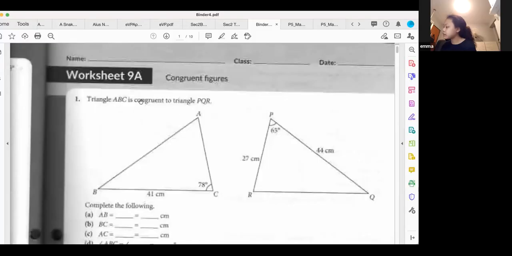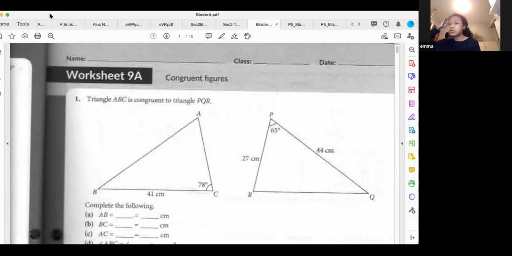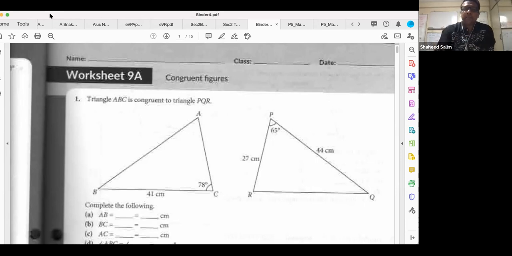Hello, Emma. All right, we'll go do congruency and similar. Yes. Okay, you have finished both congruency and similarity, right? Yeah. Okay. So I just run through some key points.